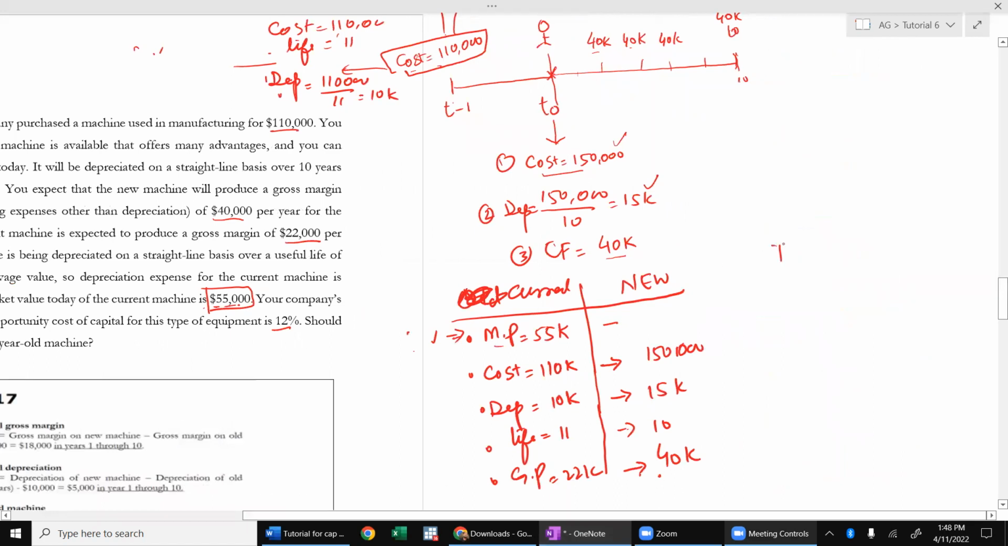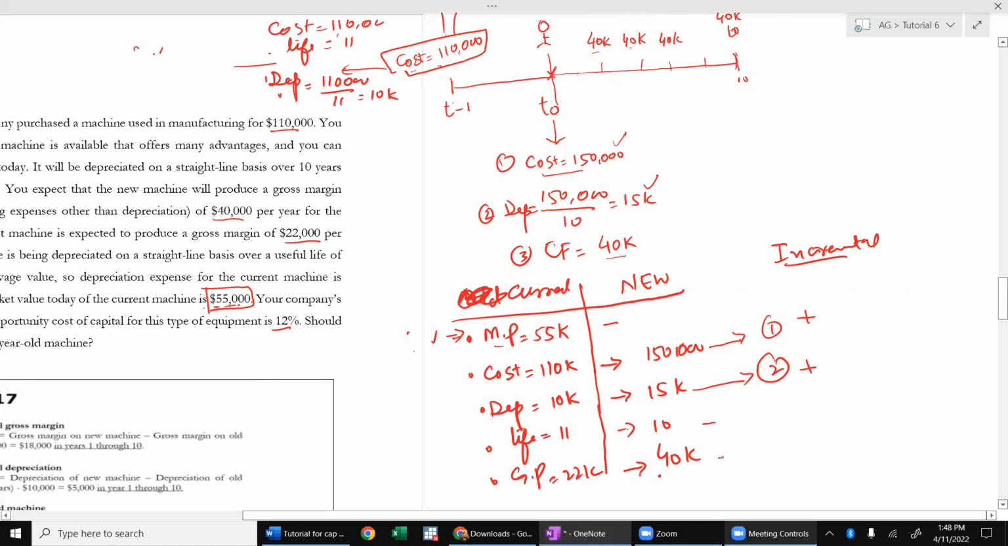So what is the incremental effect? You will say in the cost, of course, there is some increase in the cost, number one. Number two, depreciation is increasing, right? The cost is increasing. The depreciation is also increasing. Life, it doesn't matter. Whatever the life is, we will deal with it later.